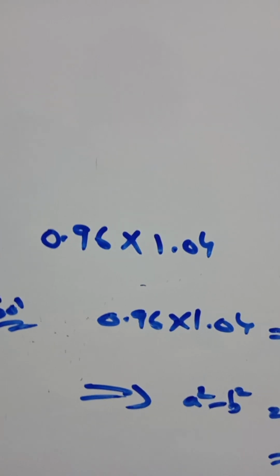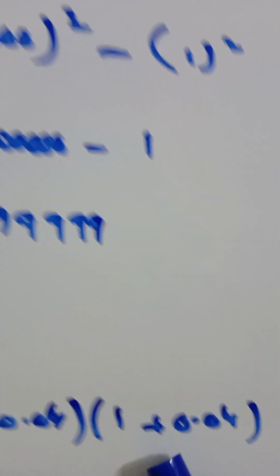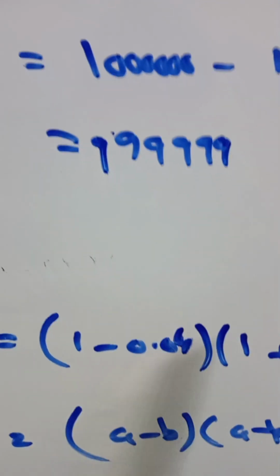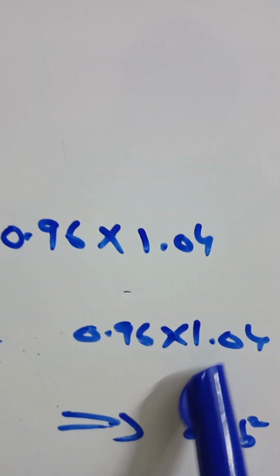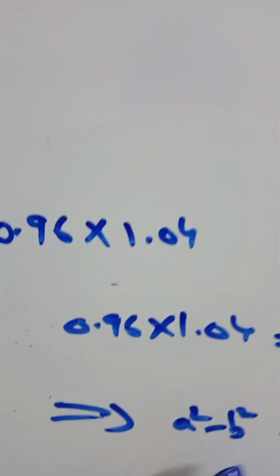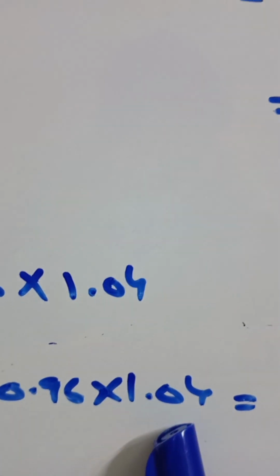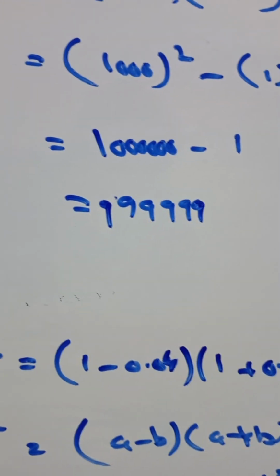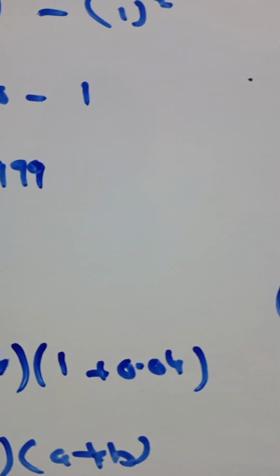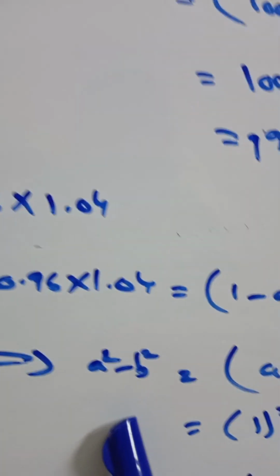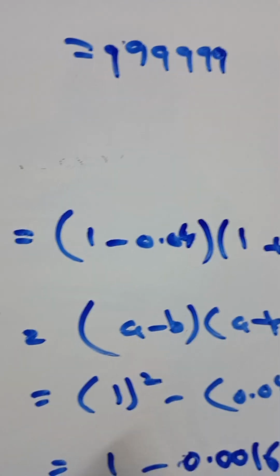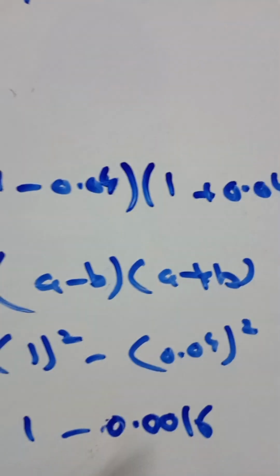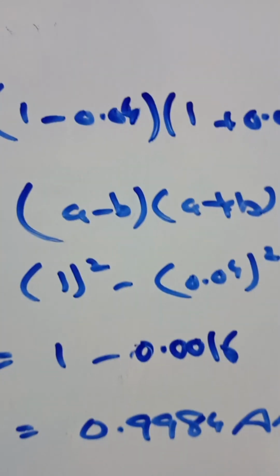Okay. Now next one, number 3: 0.96 multiplied by 1.04. In that case, you can say 1 minus 0.04 and 1 plus 0.04. The answer lies within the question. 1.04 means 1 plus 0.04, and similarly you subtract 0.04 for the other. You got it? 1 minus 0.04 into 1 plus 0.04. Now according to the formula, a square minus b square equals (a minus b) into (a plus b). So solve it: 1 square minus 0.04 whole square.